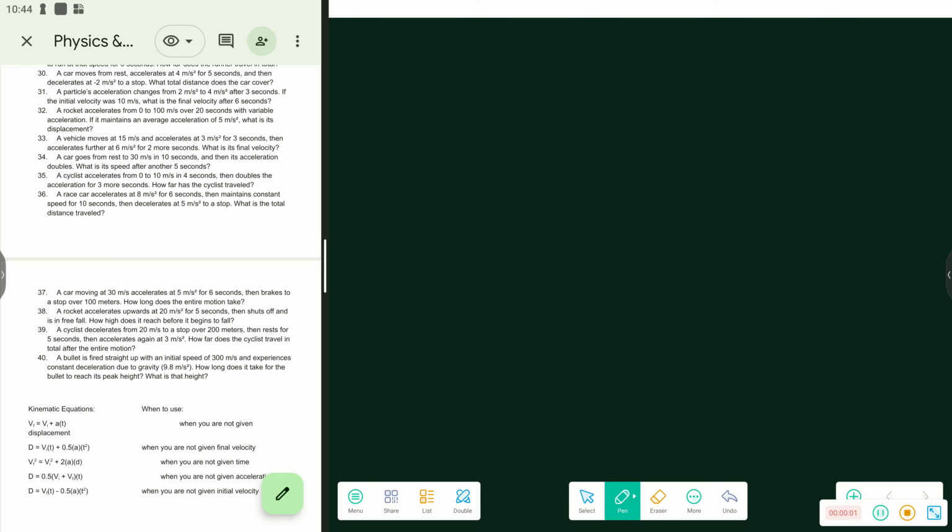You have two different things happening at the same time when it comes to movement. When it comes to the whatever the object is. So number 31.